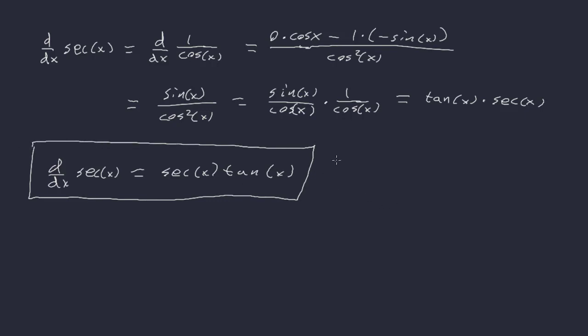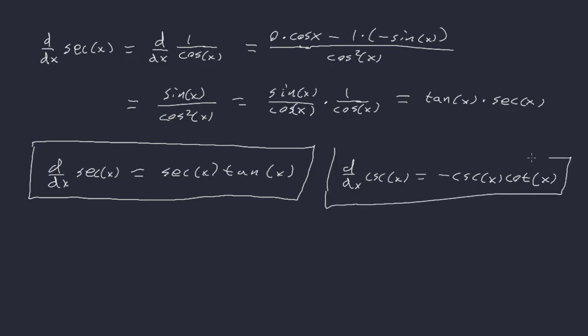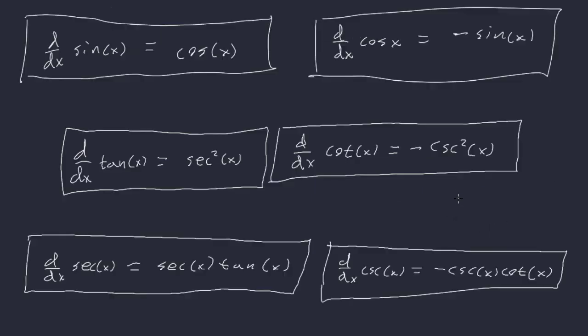Okay, but similarly, if we go through this process again but with cosecant, what you'll find is that the derivative of cosecant is negative cosecant x cotangent x, right? The same pattern, just with a negative and the co-functions instead. If secant goes to secant tangent, cosecant goes to a negative cosecant cotangent. It's the same pattern, just with the co-functions and negative.